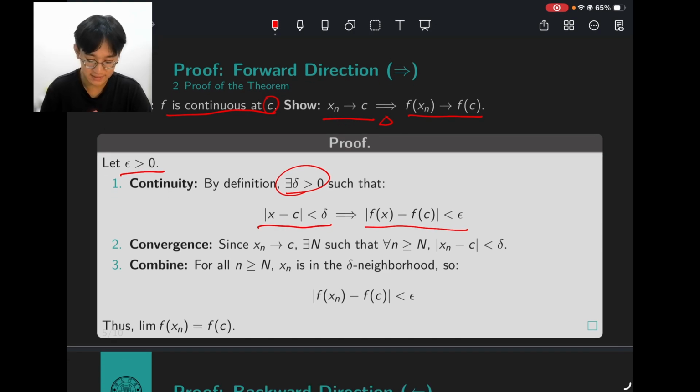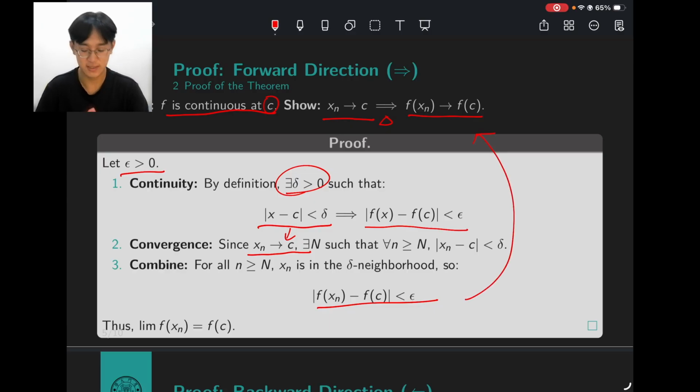So this is the definition of convergence. That means xn approaches c, xn converges to c. And this also means the limit of f(xn) equals f(c), for epsilon bigger than 0. So this is our argument here. We just showed that xn goes to c implies f(xn) goes to f(c). So the forward direction is done.